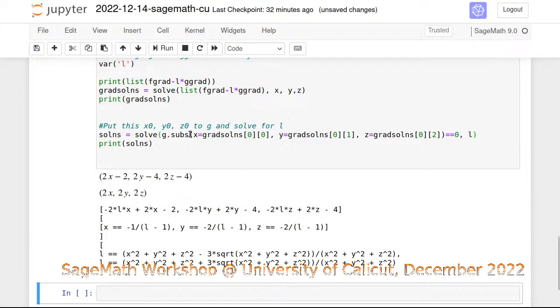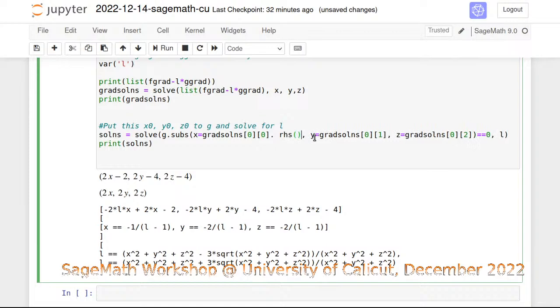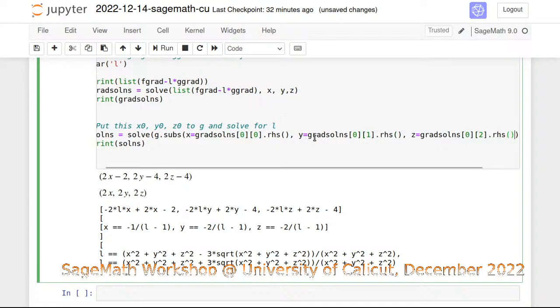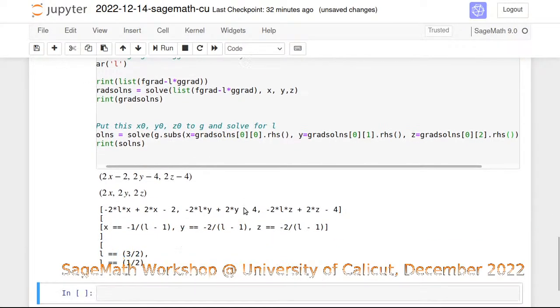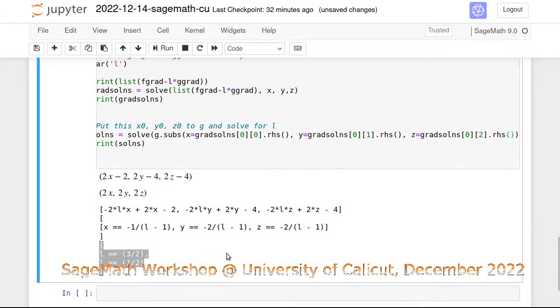We have substituted, but oh, sorry, we have not substituted the RHS, right? We are supposed to take it. The notation x equal to is also appearing, and that's not the correct thing to do. Yeah, that's correct now: L equal to 3 by 2 and L equal to 1 by 2, two values.